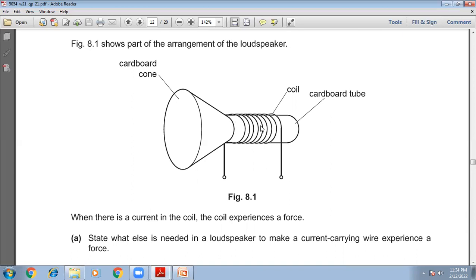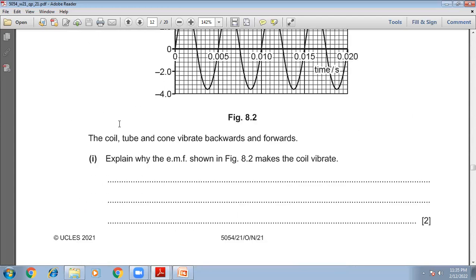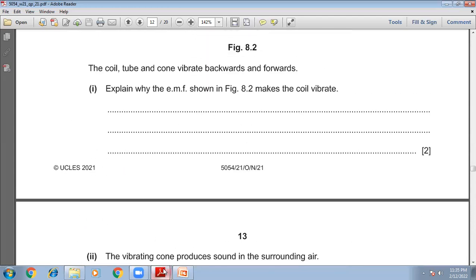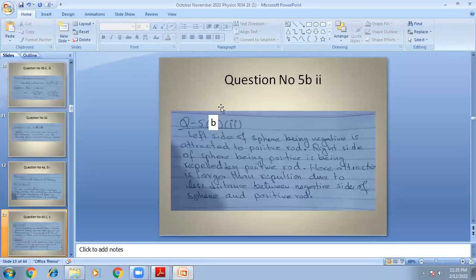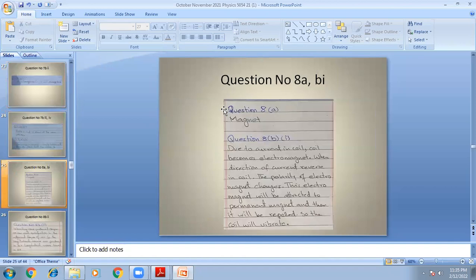So sometimes this coil will be attracted to that permanent magnet, and sometimes it will be repelled from the permanent magnet. Because this coil is glued to this cardboard tube, that whole assembly will be moved backward, forward, backward, forward. Due to this, the cardboard cone will also vibrate forward, backward. So it's a 2 marks question. Let me show you my written answer, and then we will go. That's question number 8, part A.